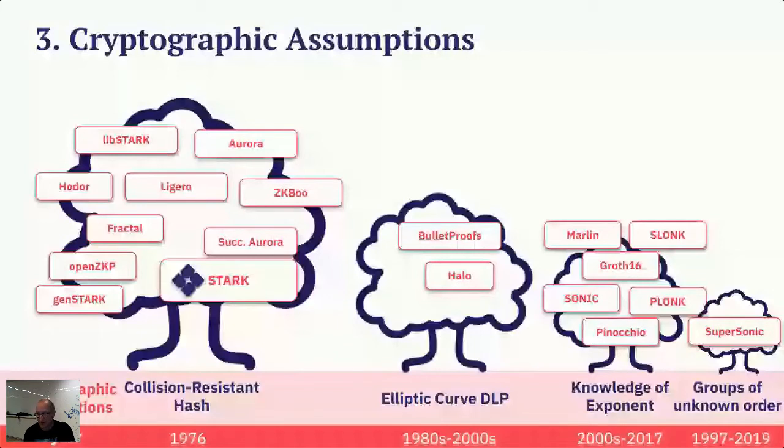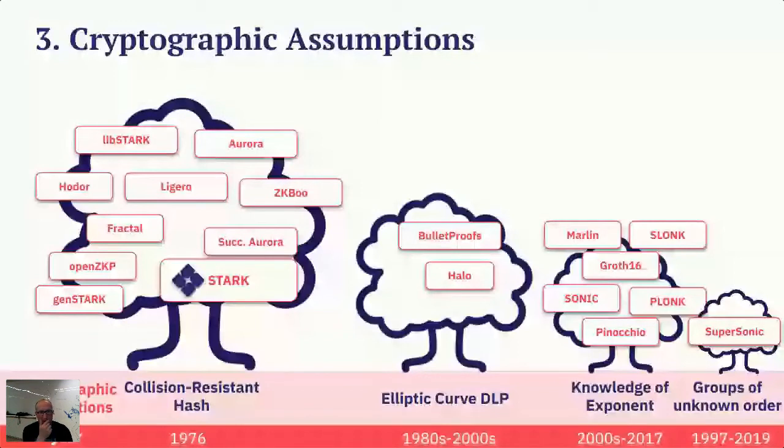Okay, and as you can see, you can also see the years. Collision-resistant hashes and their constructions go back to the 70s. Elliptic curve discrete log goes back to the 80s to aughts, depending on the exact variant of the security assumptions. Knowledge of exponent, again, there's a 20-year span of the exact kind of assumption that folks are making. And groups of unknown order, again, they go back a while, but the variants that are needed for the recent proofs, such as Supersonic, are more novel.